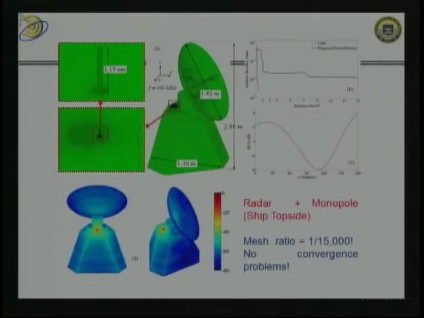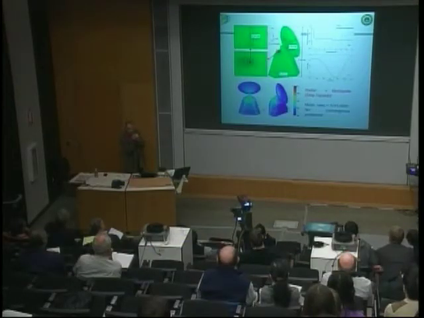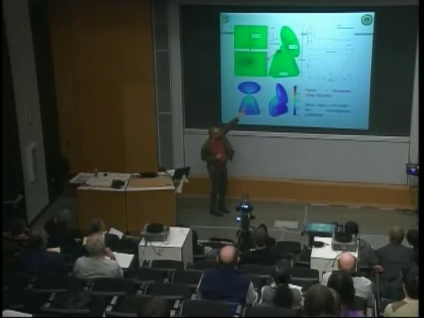Here's the same theme. Here we have a truly multi-scale structure. I have a big dish antenna, and next to that dish antenna, well, look at it, there's a monopole. So zoom in and zoom in again. The mesh near the monopole is very fine compared to the mesh on the rest of the structure, on the pedestal and on the dish.